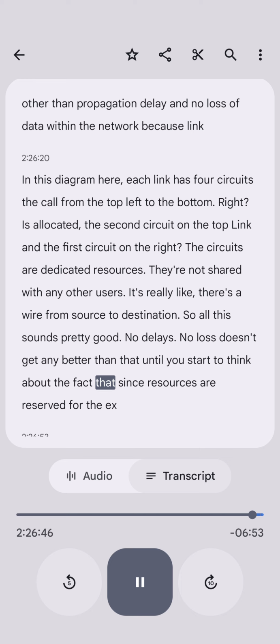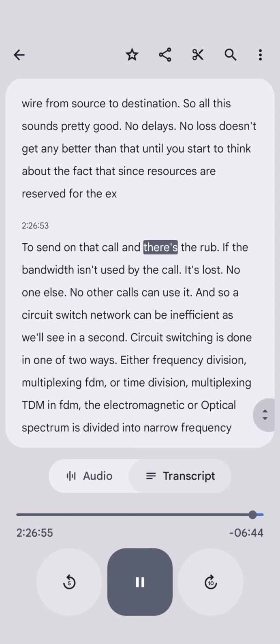Until you start to think about the fact that resources are reserved for the exclusive use of a call, but the circuits can go idle if there's no data to send on that call. And there's the rub. If the bandwidth isn't used by the call, it's lost. No other calls can use it. And so a circuit switched network can be inefficient, as we'll see in a second.